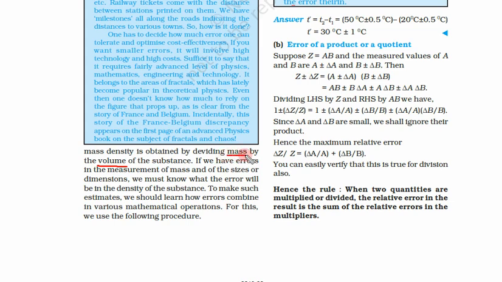So how do we get mass density? We get rho by dividing mass m by the volume of the substance. If we have errors in the measurement of mass, so we have error in the measurement of mass, m plus minus delta m, and the size of the dimension. So if the dimensions are wrong, definitely we will have some error in volume as well. We must know that error will be in the density of the substance because of both of these. To make such an estimate, we should learn how errors combine in various mathematical operations.